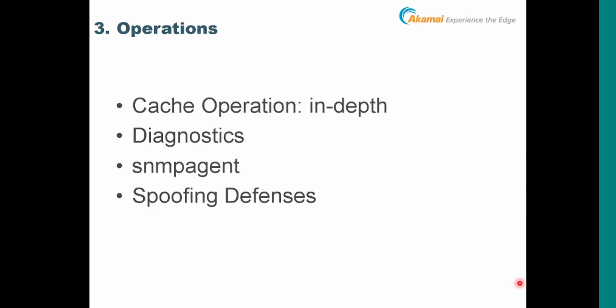Okay, the next step is to start looking in detail at some of the operations topic. We'll look into the cache first, see what it's actually doing. We'll identify some of the diagnostics that are important for running the server, and we'll, well, you know about the SNMP agent already, so you know how that works. It's exactly the same way, so there's not much to say there. And we'll talk about some of the defenses against vulnerabilities, specifically the spoofing defenses.